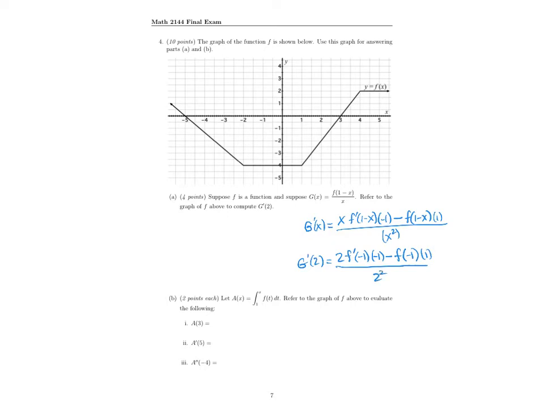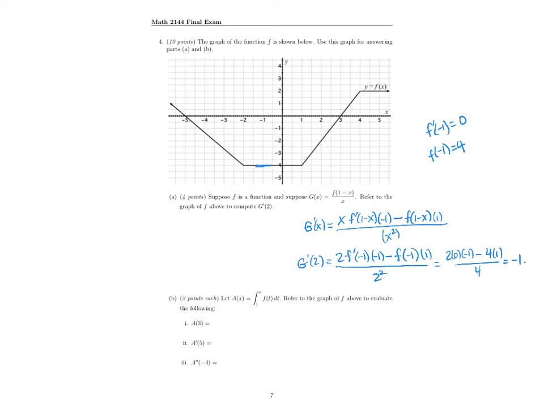Okay, so what is f prime of negative 1? And what is f of negative 1? I want to use those two values in my computation here. So at negative 1, the derivative at negative 1 is 0, and f of negative 1 is 4. So I'll put those into my computations here. So I'll have 2 times 0 times negative 1 minus 4 times 1 over 4. So I'll get negative 4 over 4, which is negative 1.